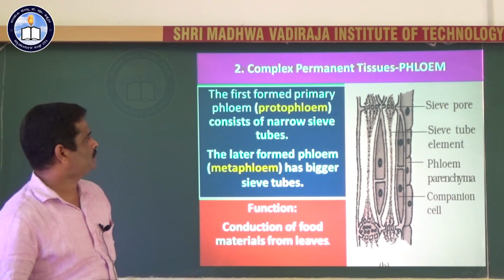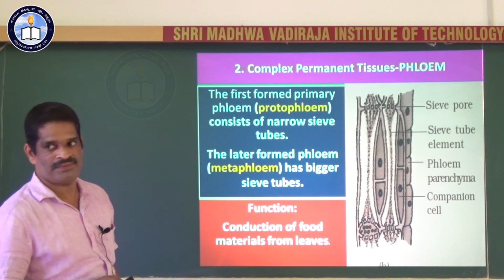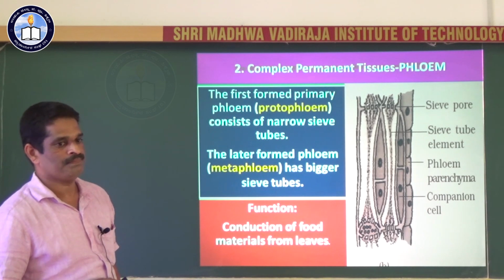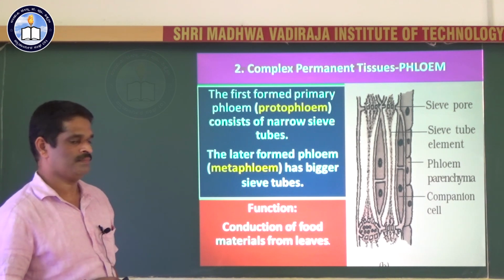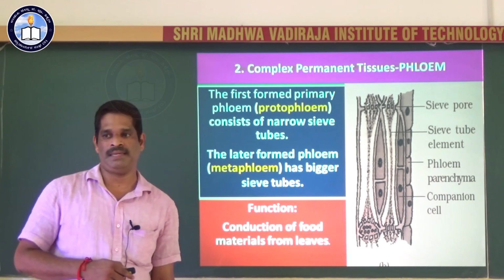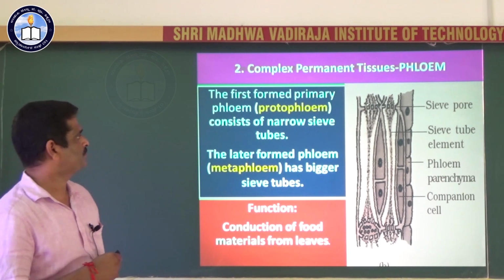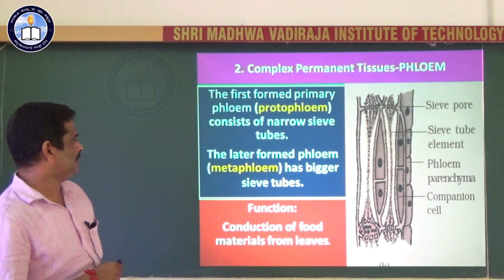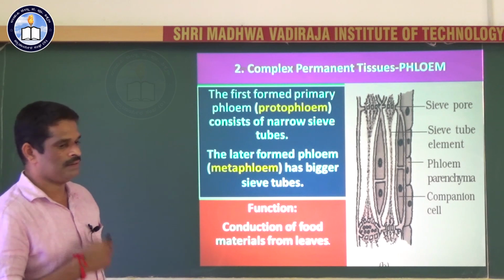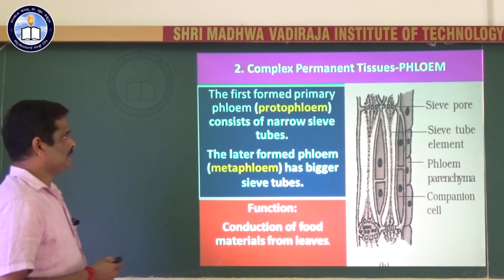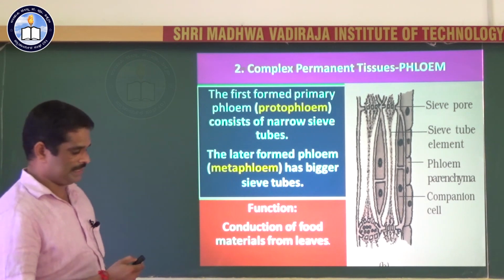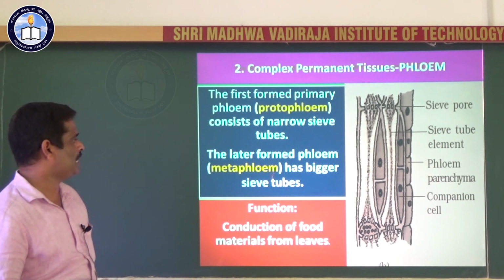In the case of phloem also, we can classify the phloem into primary phloem and secondary phloem. The phloem produced by the procambium is called the primary phloem. The phloem produced by the vascular cambium is called secondary phloem. The primary phloem is classified into two types: protophloem and metaphloem.